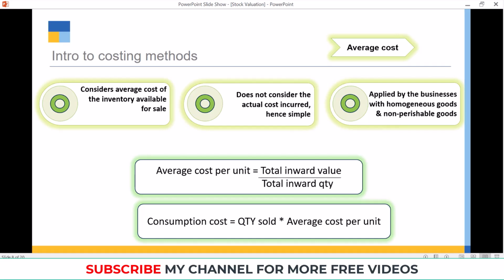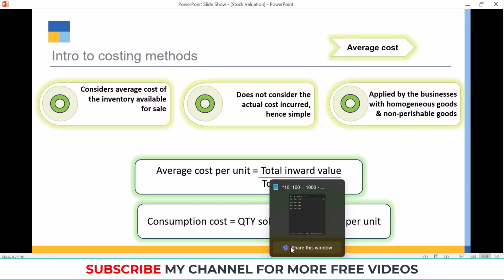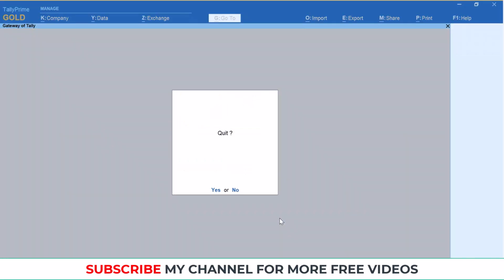So here it considers the average cost of the inventory available for sale. It does not consider the actual cost incurred, hence it is simple, and it is applied by businesses with homogeneous goods and non-perishable goods. In most industries, if the products are similar, they are going to use this average valuation method for calculation, based on the similar products.